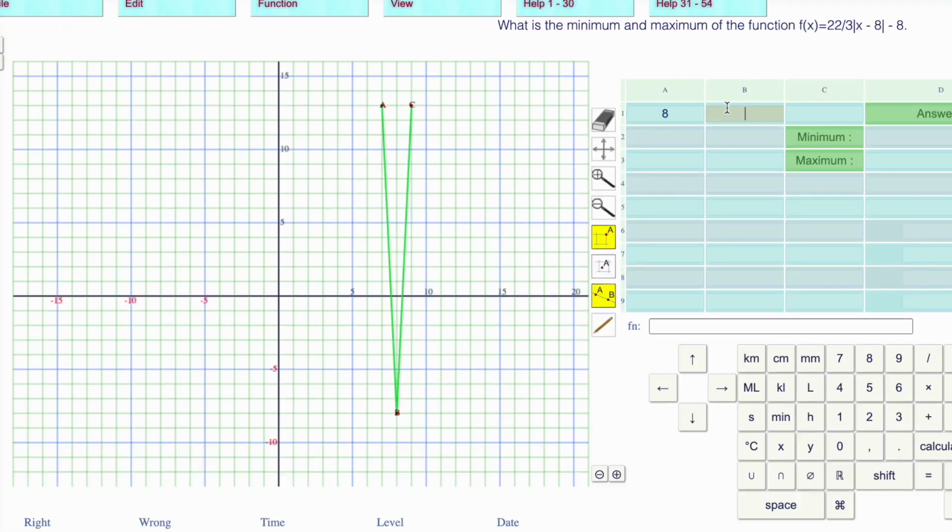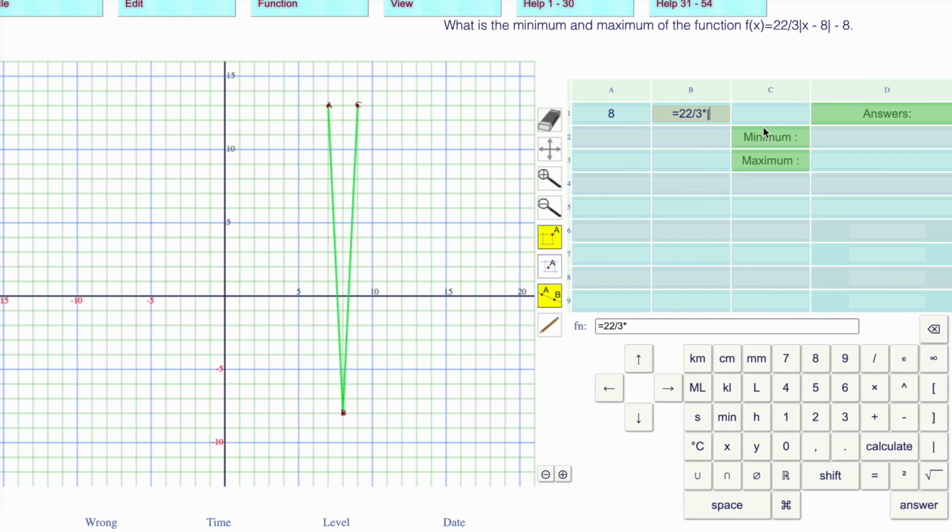X is positive 8. The y value is 22 divided by 3 times the absolute value of the x value minus 8, which gives us 0. The absolute value of 0 is 0. Take away 8 gives us negative 8. I didn't use the absolute value bracket there.